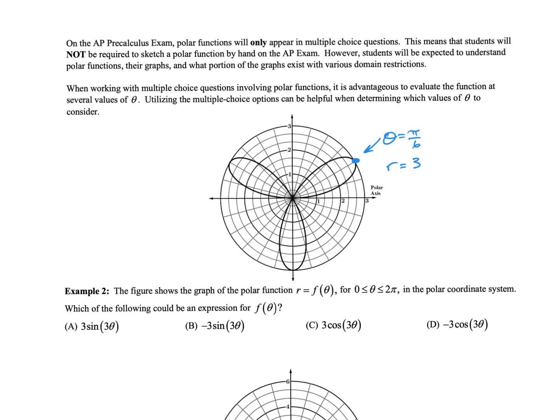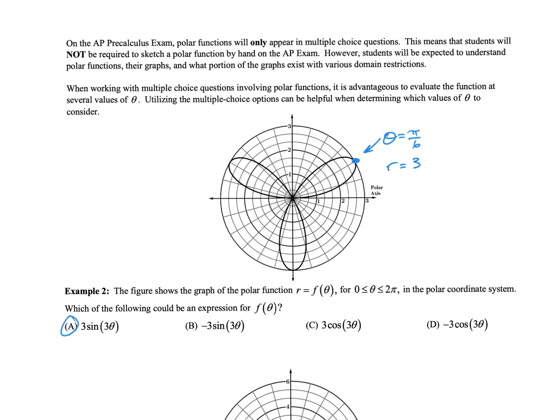I want my r to be 3. All right? And so let's go through these choices just like we did for the maxes and mins on our normal ones. If I substitute in pi over 6 right here, 3 times pi over 6 is 3 pi over 6, which is also known as pi over 2. And so what is the sine of pi over 2? 1. So 3 times 1 is 3. Is that what I wanted? Yes. And so that's the one we want.